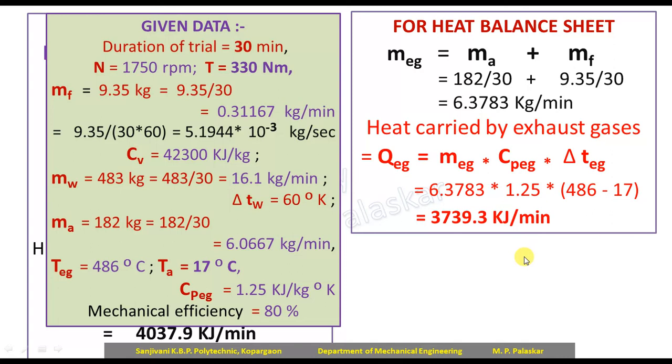So actually the table is not shown here, but the table is shown previously, so you have to put all these values in the table. You have to put the values of heat supplied, then the brake power, then the heat carried by jacket cooling water, heat carried by exhaust gases, and the heat unaccounted for in that particular table. Find the percentage also and see that the percentage is 100%, right? Match the values. So that completes our numerical of heat balance sheet.